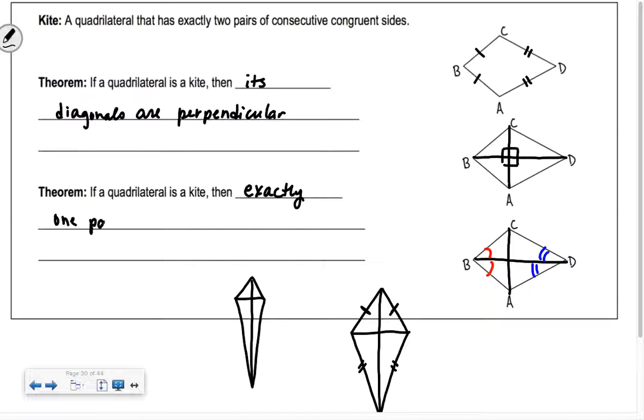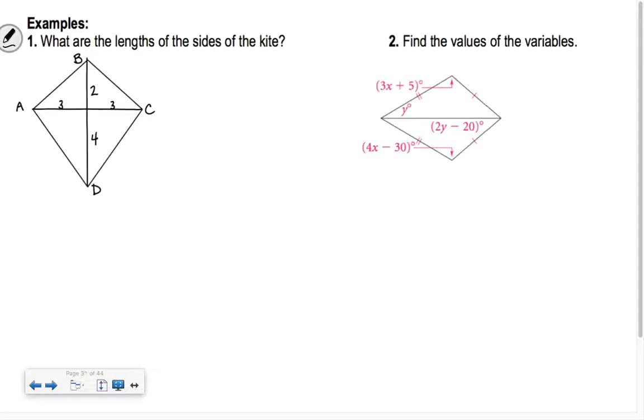one pair of opposite angles are bisected. Okay, so it's not both pairs. It's not like a rhombus where both sets of opposite angles were bisected. It's just one pair. So either the top and the bottom or the right and left side, depending on how you've drawn it. Okay, so usually if you just draw a very exaggerated shape, you can come up with everything, and we'll talk about that throughout the day.